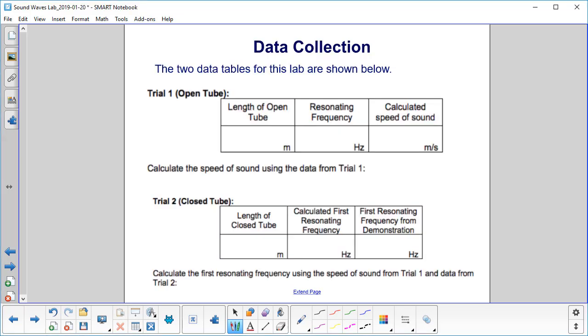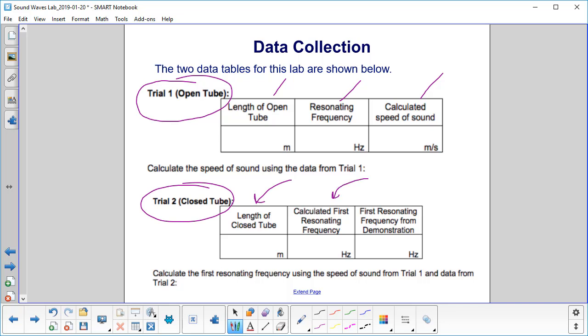We have two data tables. First is for part 1, trial 1 with the open tube: length of the open tube, the resonating frequency, and the calculated speed of sound. Then, take the calculated speed of sound from trial 1 and use that in trial 2. This will be our length of the closed tube, that's trial 2, calculated first resonating frequency, and then the first resonating frequency that we observe from the demonstration.